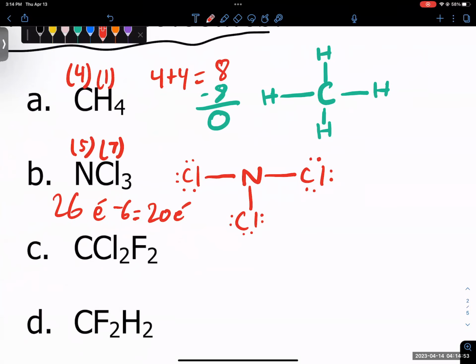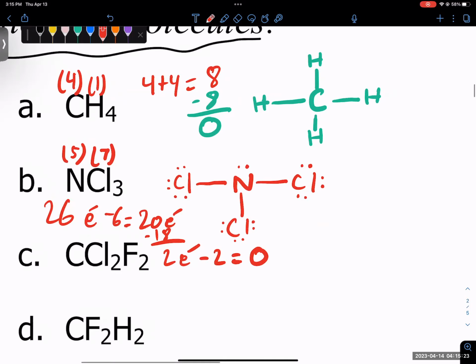So 20 minus 18, we're left with 2 electrons. Now the question is, where do we put these 2 electrons? If we have to follow the octet rule, which atom would we place them on? On the nitrogen. Good job, Sydney. On the nitrogen. So we draw out a lone pair right here, and minus 2. So basically, we keep going until we're left with 0 electrons.